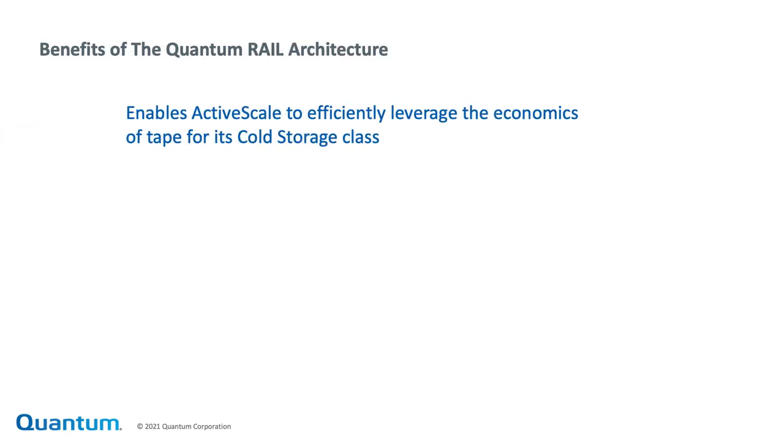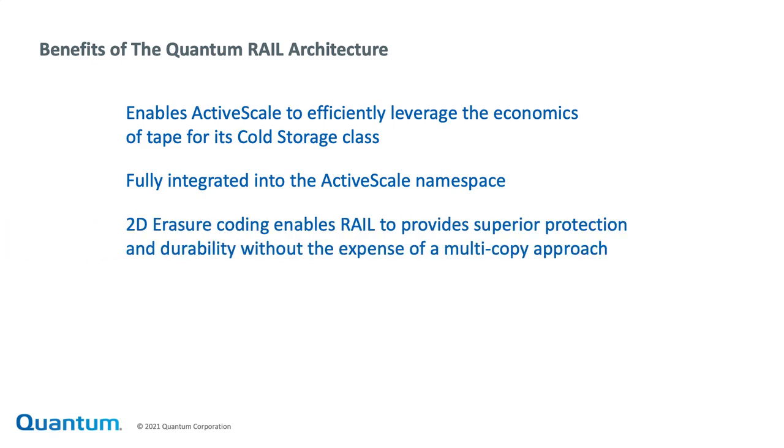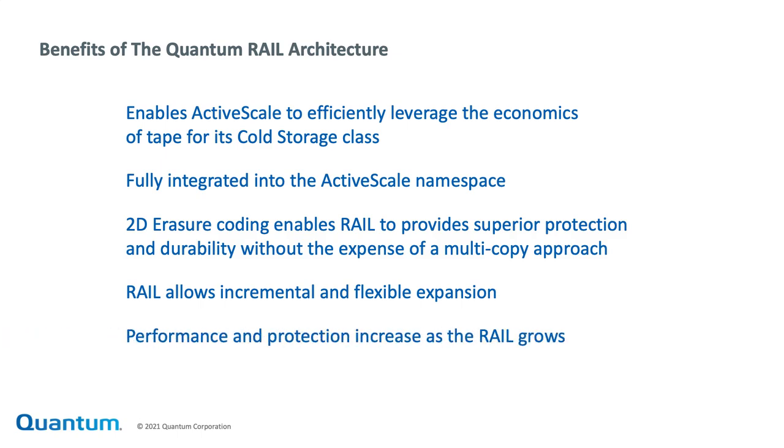Now let's review some of the benefits Rail provides. It enables ActiveScale to efficiently leverage the economics of tape for its cold storage class, which is fully integrated into the ActiveScale namespace, and with 2D erasure coding, Rail provides superior protection and durability without the expense of a multi-copy approach. Rail allows incremental and flexible expansion, and that expansion increases both performance and protection.